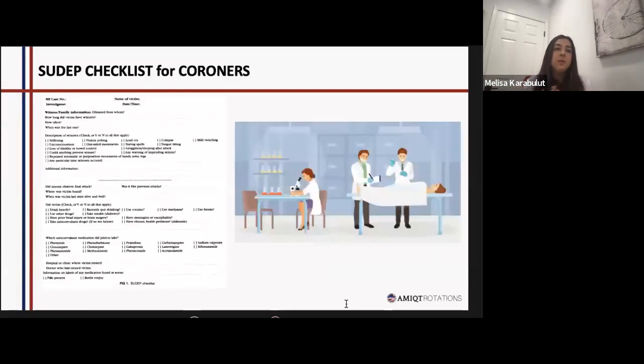And coroners' lack of knowledge of SUDEP may also hamper good investigation into such deaths. There may be a failure to document circumstances of that. So it is really important to know about SUDEP in every branch of medicine, especially for neurologists and also coroners. You can see the SUDEP checklist for coroners here.